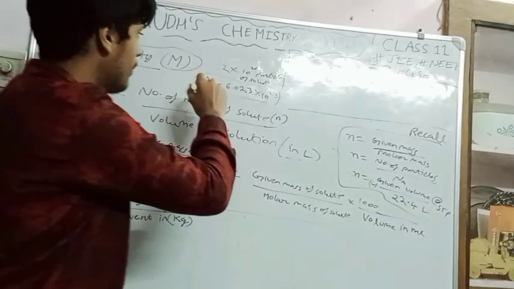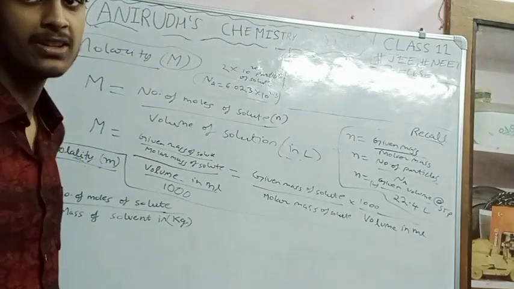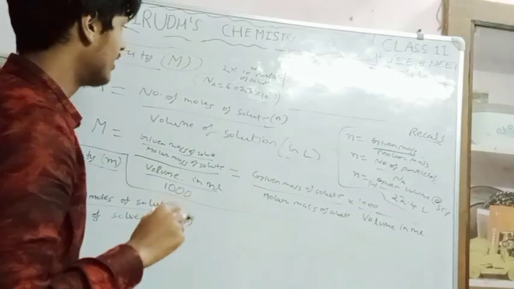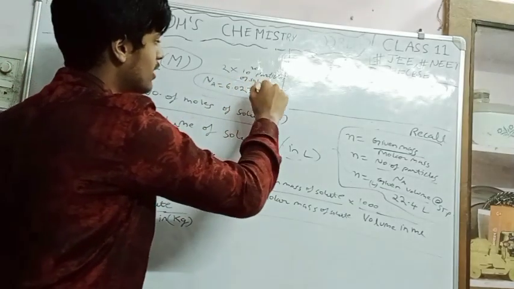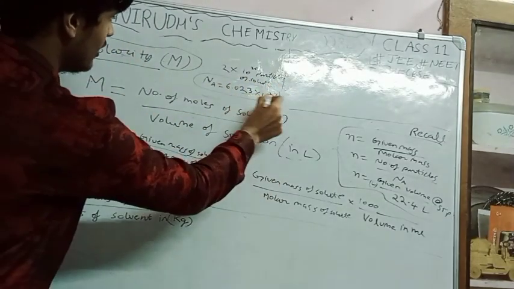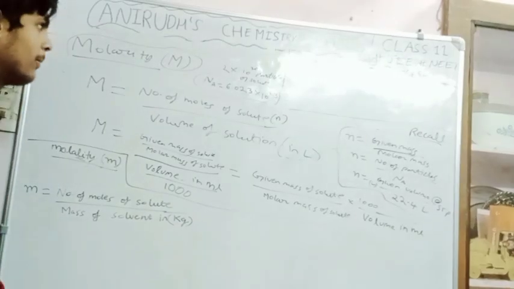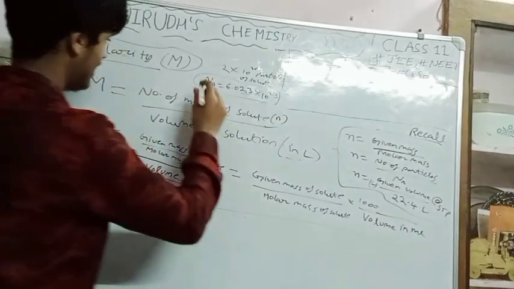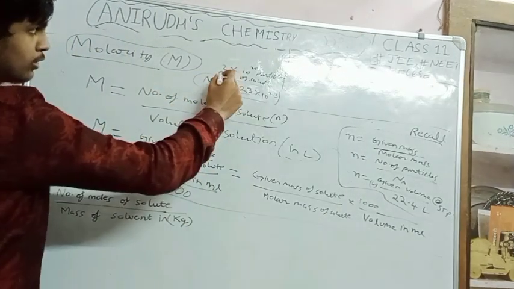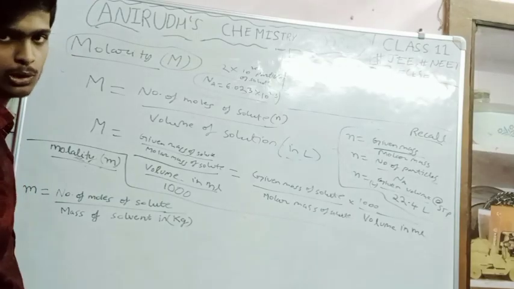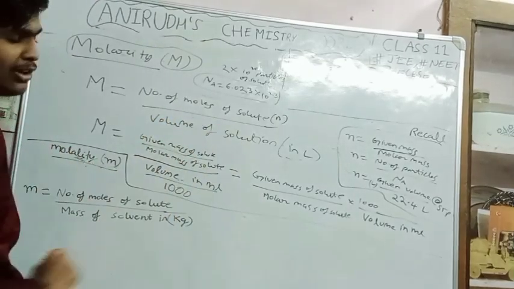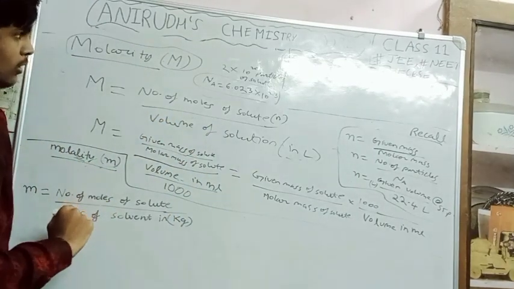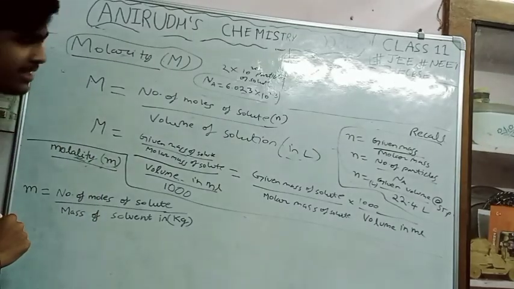Let us repeat again. The Avogadro number, represented by N subscript A, is equal to 6.023 into 10 to the power of 23. This 23 will be there, like that you need to remember. Suppose it is given that 2 into 10 to the power of 20 particles of solute are there, and a volume of solution is given. You need to find the molarity, let us say.